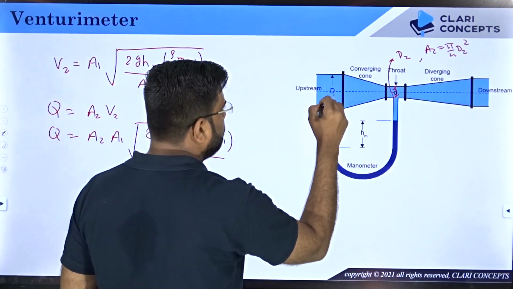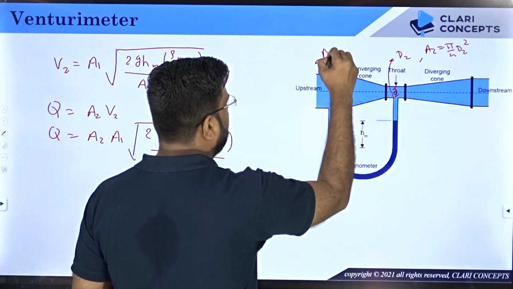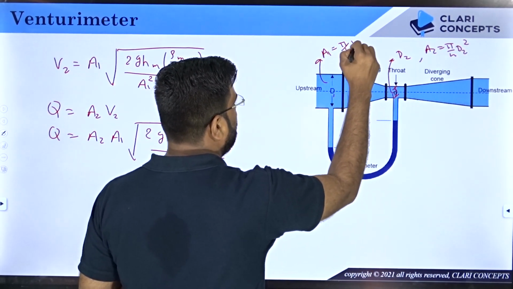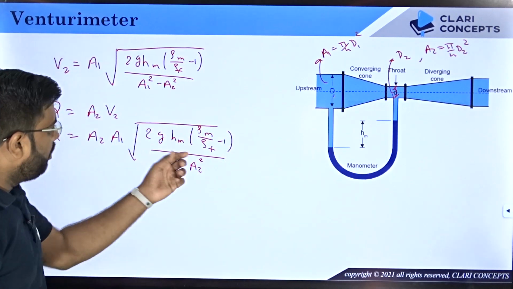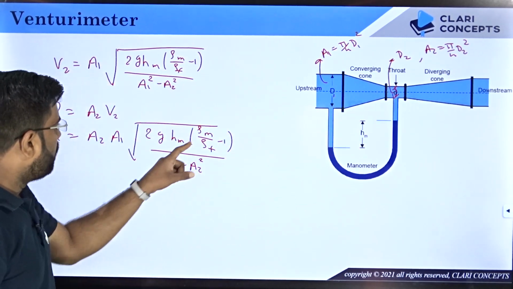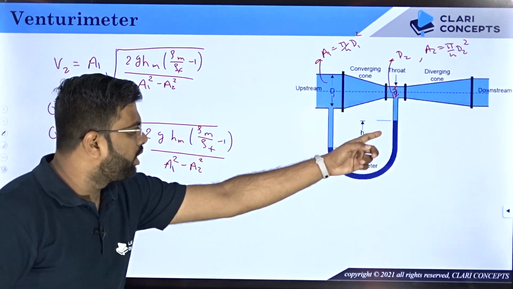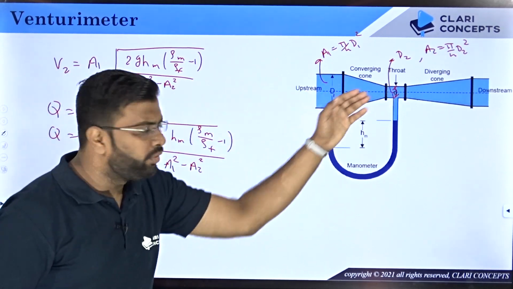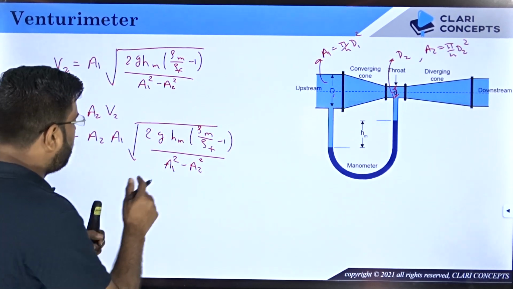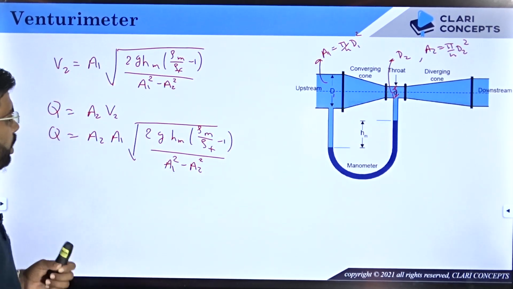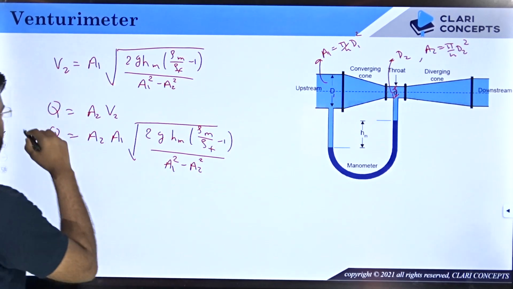This is your D1, so what is A1? Pi by 4 D1 square. HM will be the difference in manometric level, rho m the density of the manometric fluid, rho f the density of the main fluid, then A1, A2 again you are aware of, right, and g you know. So everything is known to you now. From this you can calculate the flow rate.